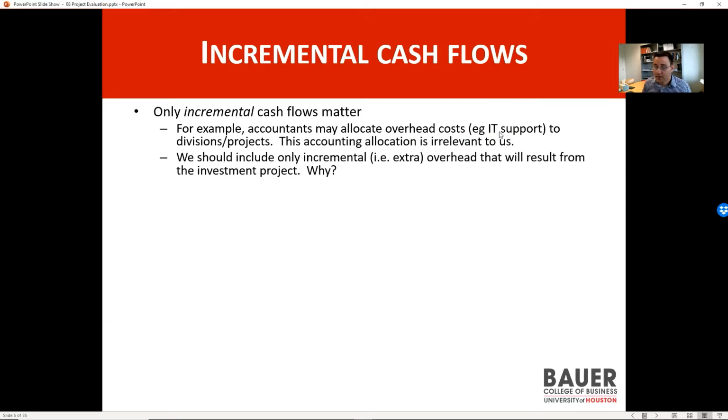Now, accountants are going to take those expenses and they're going to allocate them to different parts of the business. Right, so if you're in a company that has multiple divisions, the IT expenses and the HR expenses may be allocated to particular divisions. Now that's just an accounting allocation. It doesn't mean that you're actually spending more money on IT just because the accountants assign some expenses to your division, right? So that kind of accounting issue is irrelevant for us, right? We just care about incremental cash flows. If the overhead is something that the company's going to have to pay for anyways, then it's not incremental, so we don't care about it.